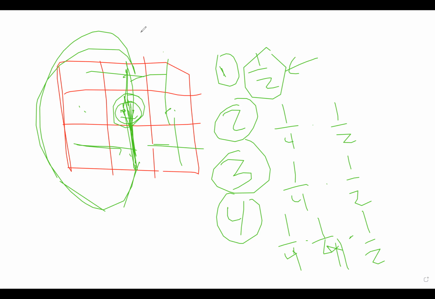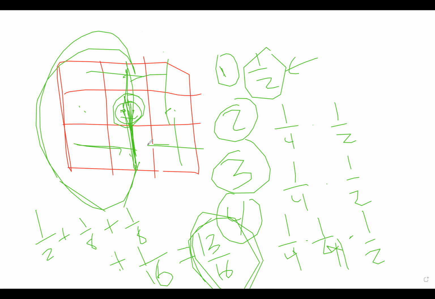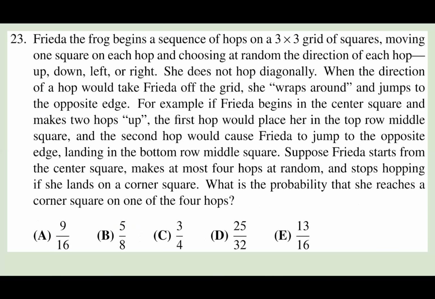So if you add these up, you get 1/2 plus 1/8 plus 1/8 plus 1/16, and adding those up gives you 13 out of 16, which is choice E. So the answer is E. 13 out of 16.